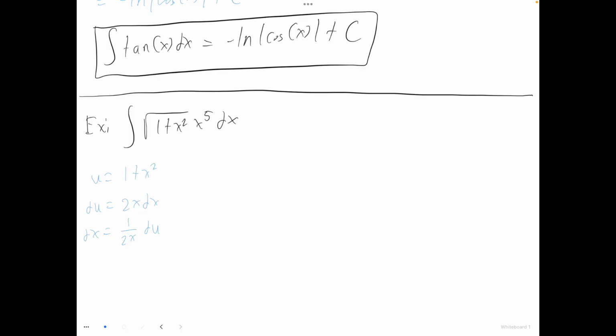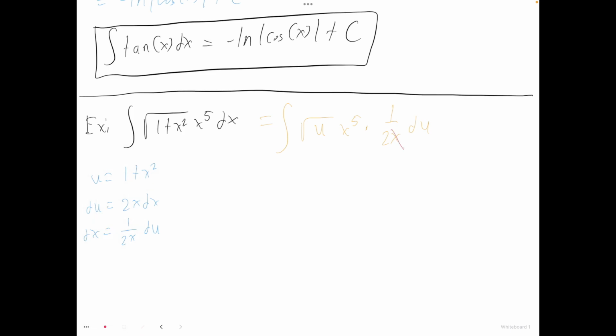Okay, so that's just the same pattern we've been following with substitution so far. And so if we plug things in, we have the integral of the square root of u, because 1 plus x squared is u, times x to the 5th times dx, which is 1 over 2x du.